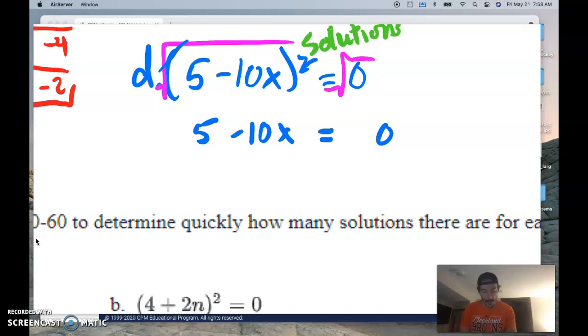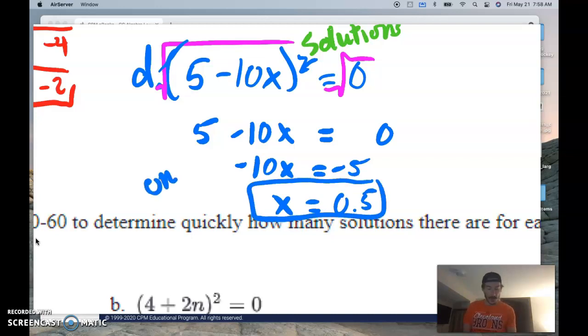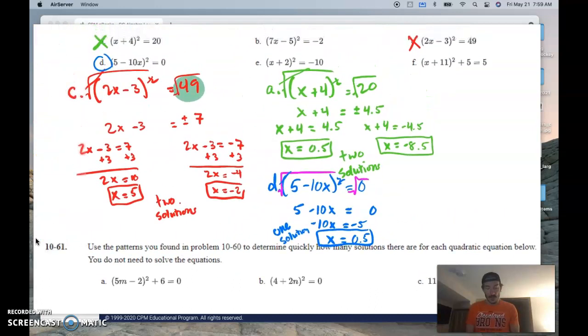Now that's going to play into how we do this. Watch this. I'm going to subtract 5 from both sides, and I get 10x equals negative 5, and then I divide both sides by negative 10, and I get x equals positive 0.5. Check this out. I've only got one solution here. All right, so look at that. I notice when I've got that quantity squared equal to 0, I've only got one solution. So when it's equal to a positive number, I got two solutions. When it's equal to 0, I got one solution.